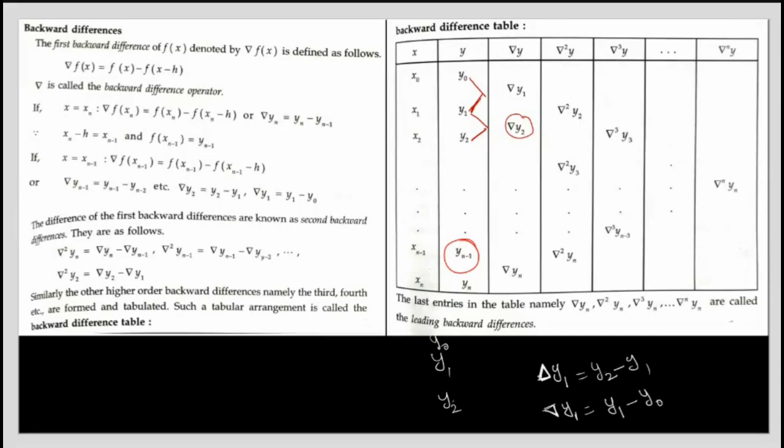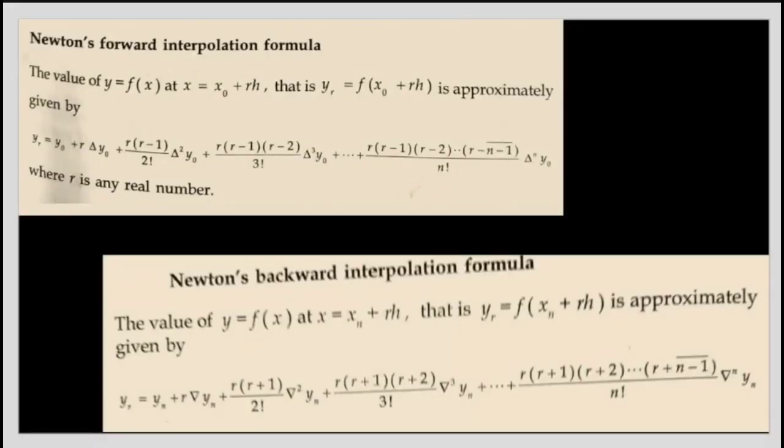We'll know the x values and the corresponding y values, and at a certain stage you know only xn minus 1 and you won't know yn minus 1. At that instant we'll use the interpolation formula and find the approximate value of it. So this is the formula. Let y equal to f of x be a function, x equal to x naught plus rh. r is the difference.